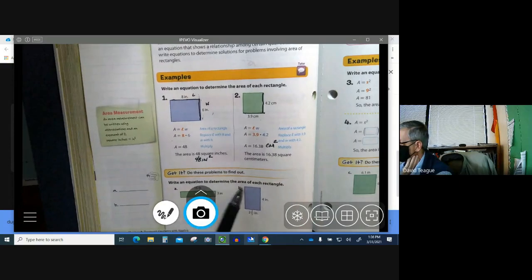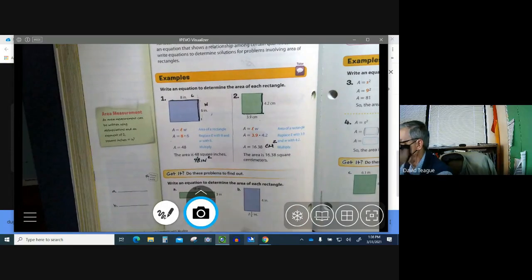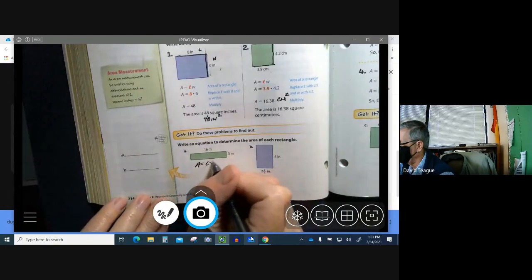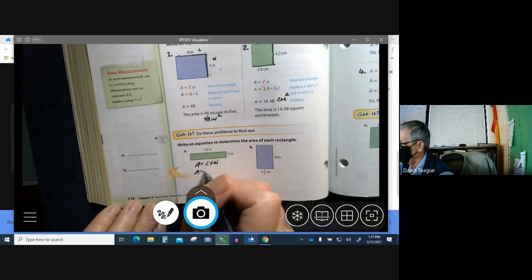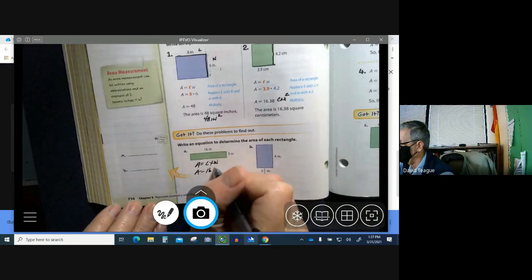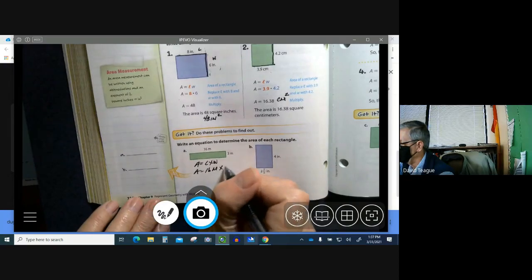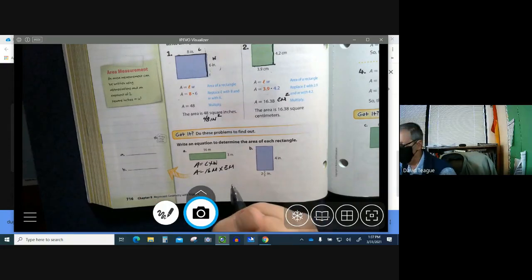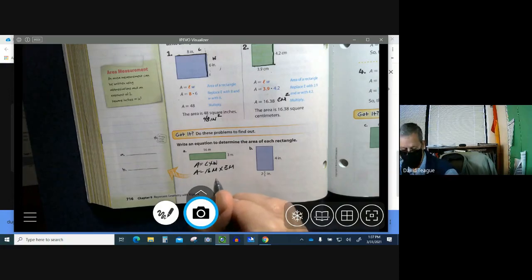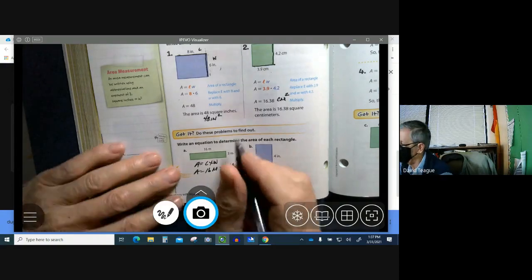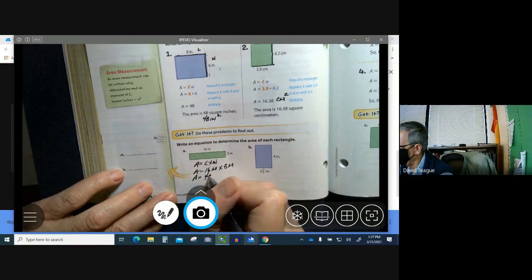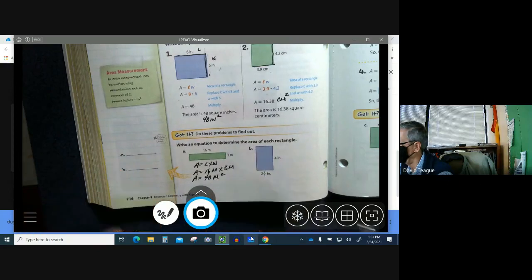Write an equation to determine the area of each rectangle. Pretty straightforward, right? Area is equal to length times width. Area is equal to 16 m, for meters, times 3 meters. 16 times 3 is 48. So the area in this one is 48 meters squared.